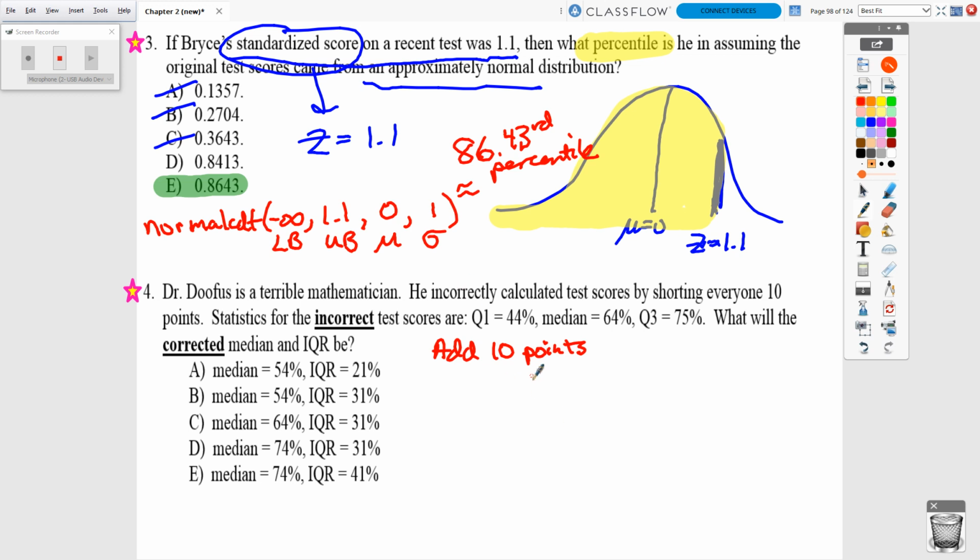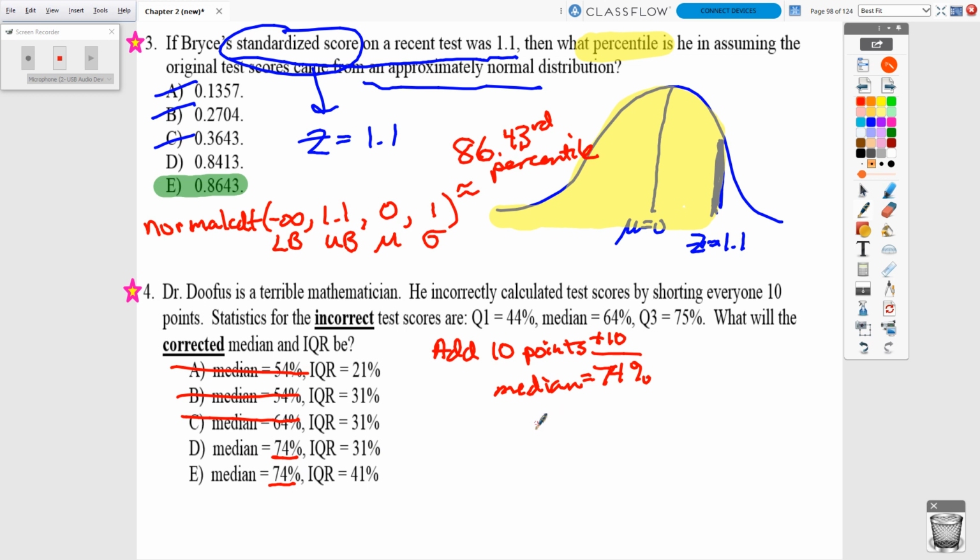So if all we're doing mathematically is adding, we need to think about what adding does to, and let's start with the median, a measure of center. Measures of center are affected by addition. So we would take our old median and add 10 points back onto it, or 10% in this case. And so the median should be 74%. So we know it's not A, B, or C, but it's either D or E. We just have to figure out if the IQR is 41 or 31.